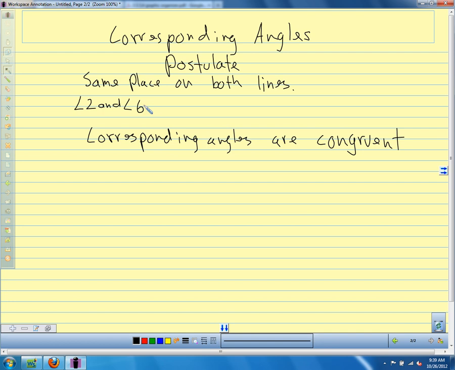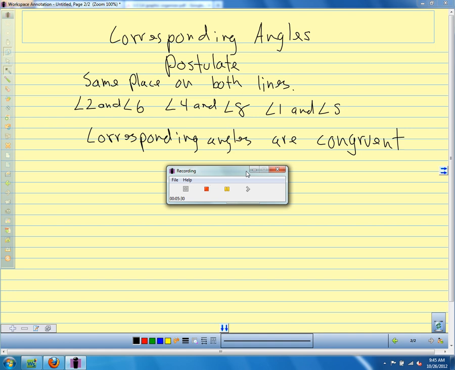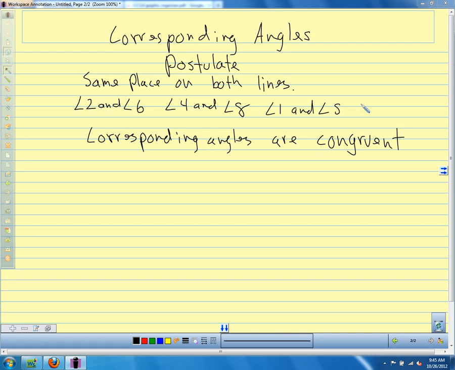Angle 4 is below the transversal, so angle 4 and angle 8 would be corresponding. Angle 1 and angle 5. So angle 1 and angle 5 are corresponding, angle 4 and angle 8, and angle 3 and angle 7 are all corresponding.